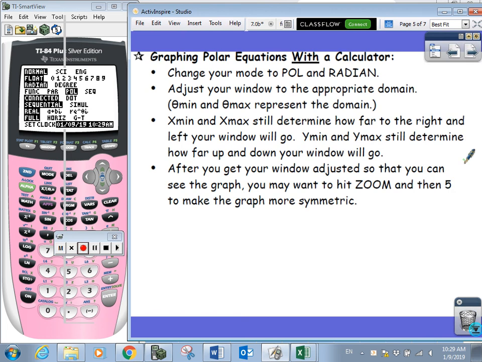The other things on this, okay, adjust your window to the appropriate domain. The problem is going to tell you what the appropriate domain is. So you will know the problem will say graph this on this domain, just like it says on your notes. The x min and max, y min and max is still the same as it was with y equals. Okay, it's going to tell you how far up and down the graph goes. And then we might have to straighten the screen out a little bit when we get there. Zoom in or zoom 5, but it just depends on the problem. So when we get there, we will do that if we need to.